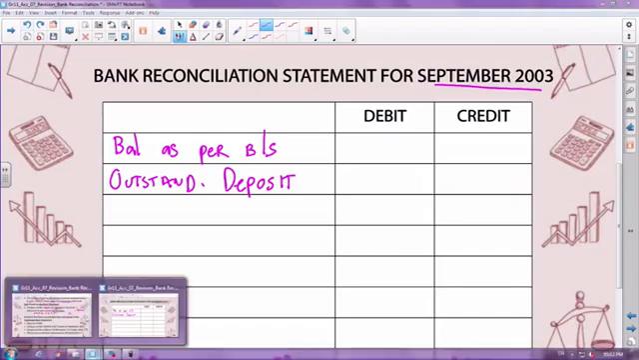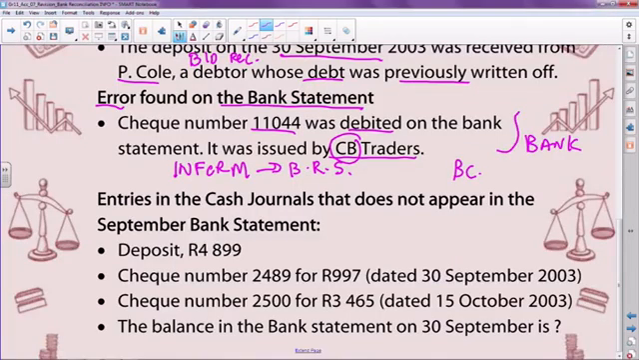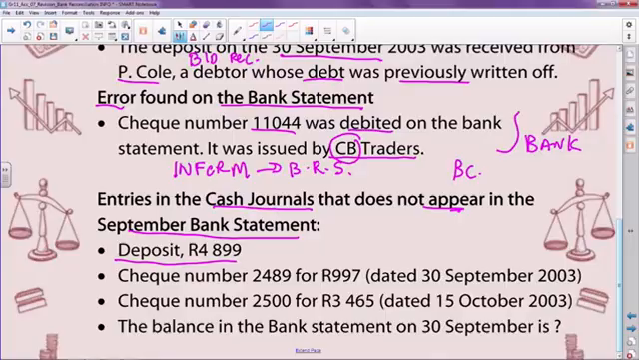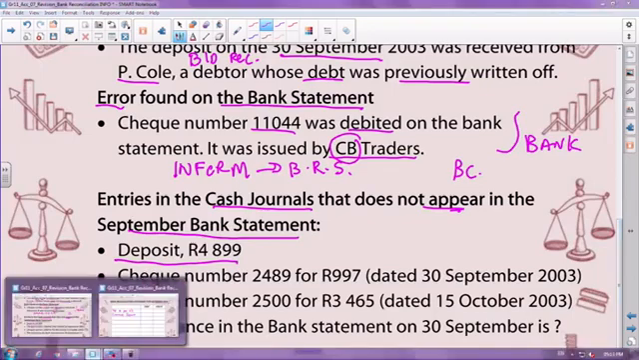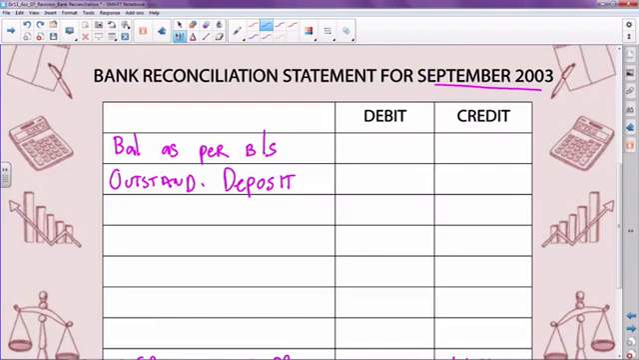So the rest of the information that is given to me, we haven't dealt with this yet. Entries in the cash journals that do not appear in September's bank statement. So entries that we've already made, but for some reason the bank hasn't processed them. The first entry is an outstanding deposit of 4,899, so let's enter that first. An outstanding deposit of 4,899 would be recorded on the credit side of your bank reconciliation statement.